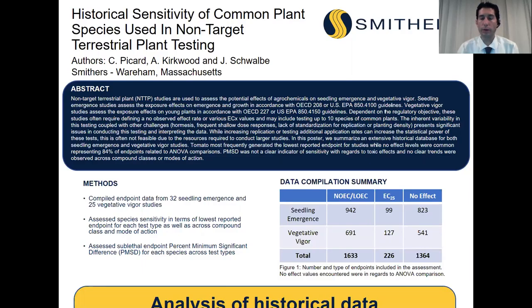So a summary of the amount of data that we looked at: roughly 1,600 ANOVA comparisons and around 230 EC25 values. And in terms of the ANOVA comparisons, almost 1,400 resulted in no effect or no significant differences, which was roughly 84%.